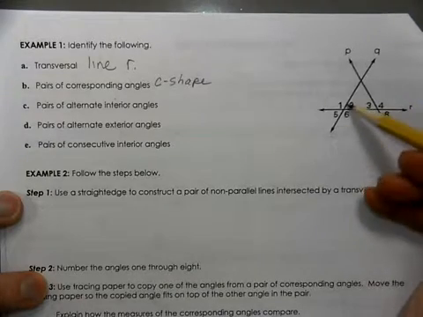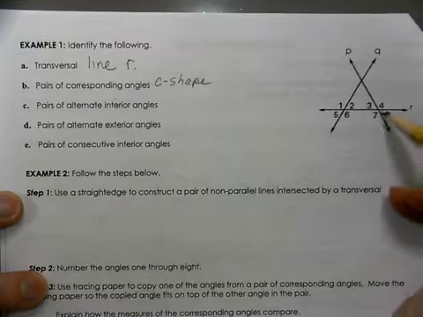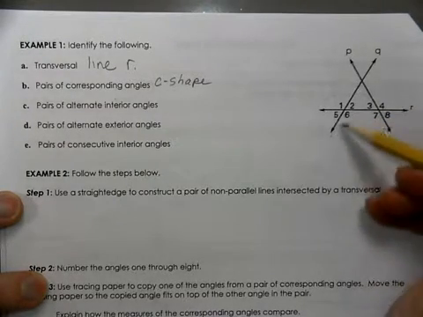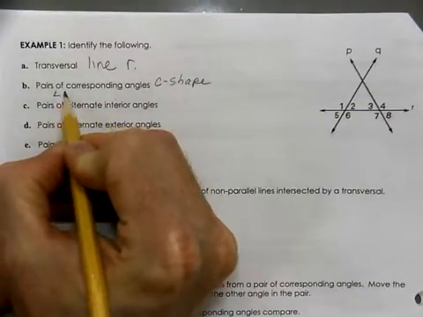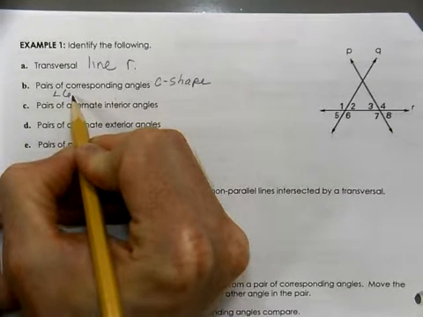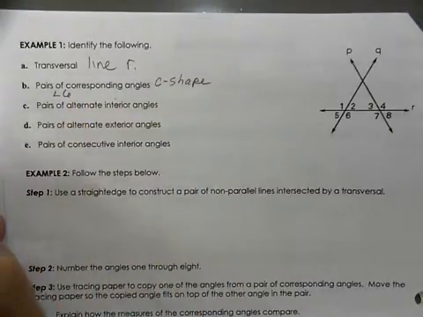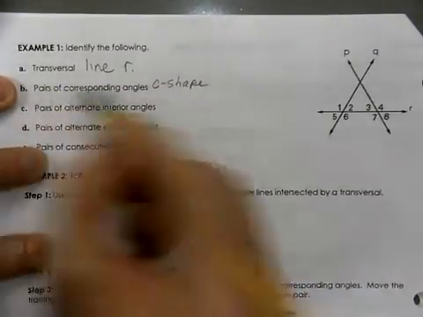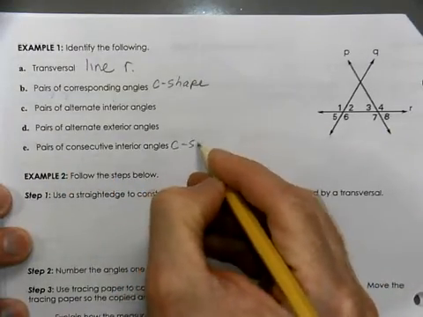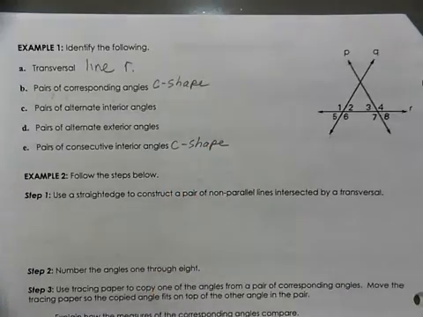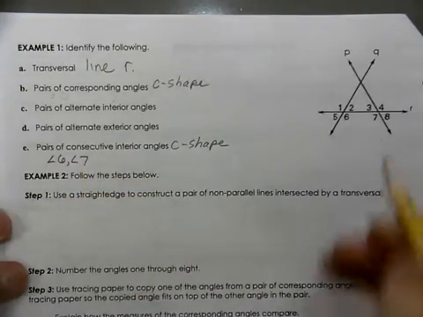So if you would take your two lines and make a C shape out of that, it kind of looks like an N maybe from this point of view. So angle 6 is corresponding angles, not consecutive interior angles. Consecutive interior angles are the C shape. Those are going to be angle 6 and angle 7.